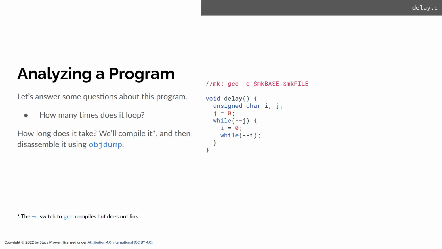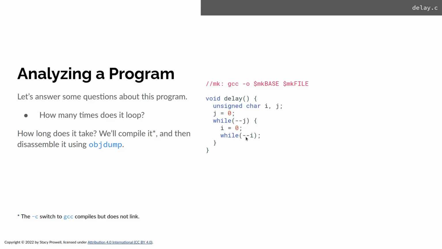So here's a program. Let's give an example of that. It's not a complete program. There's no main function, but that's okay. We can still compile it. We just use the -c switch to GCC, and that will compile but not link it. So we call it a little function delay. We have 2 characters, i and j. We set j to 0, and then we go into a while loop and we decrement it. And while we're decrementing it, we set i to 0 each time, and then we run this little loop and decrement it here.